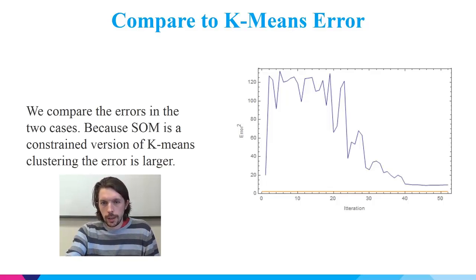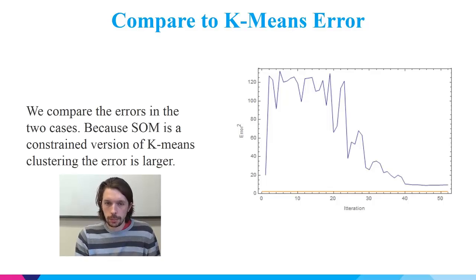Here I've shown, for this example problem, the blue curve shows the squared error as a function of the iteration of the algorithm, and the orange line at the bottom indicates the k-means error. You can see in intermediate parts of the iteration, the error is very large, but as the self-organizing map converges, it converges to an error which is, although greater than the k-means error, not enormously so. This gives us a feeling that we've chosen the parameters reasonably.